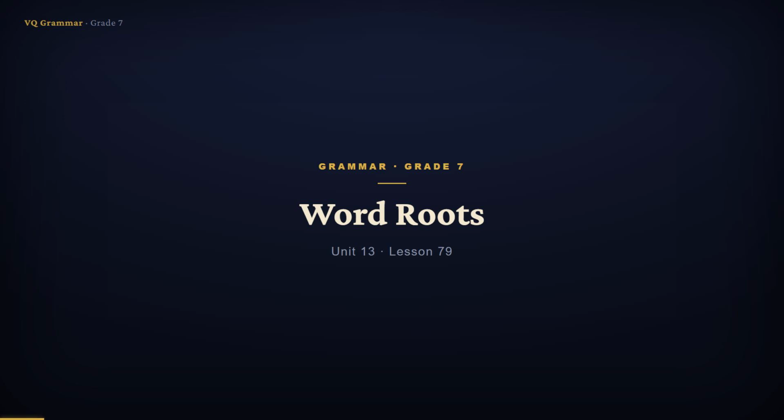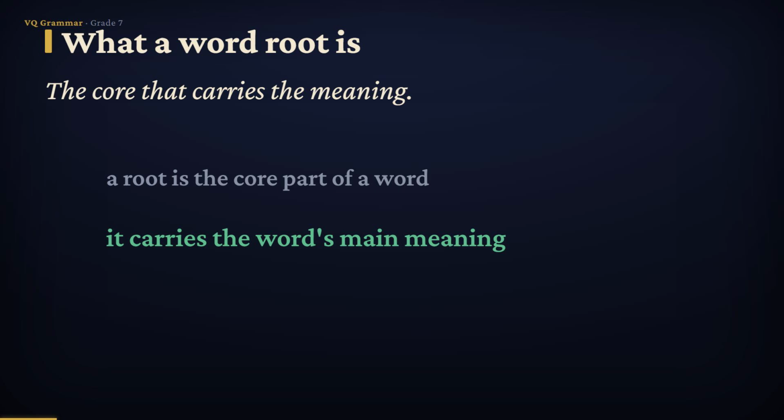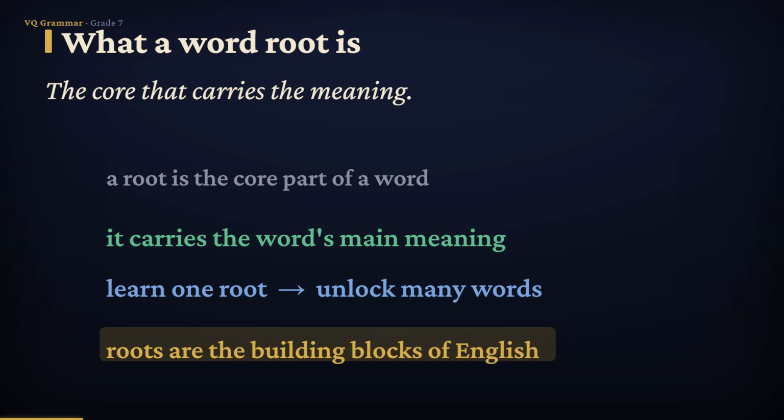Let's get started. So, what exactly is a word root? A root is the core part of a word, the piece that carries its main meaning. Everything else, the beginnings and endings we attach, just adjust that core idea. Here's why roots are so powerful. When you learn one root, you can unlock the meaning of many words at once. Roots really are the building blocks of English, and once you start spotting them, unfamiliar words feel a lot less mysterious.